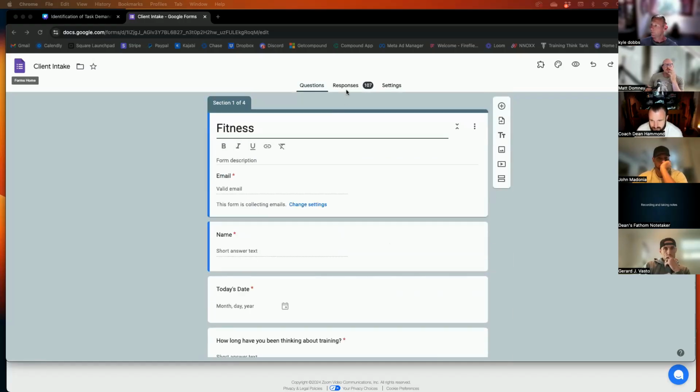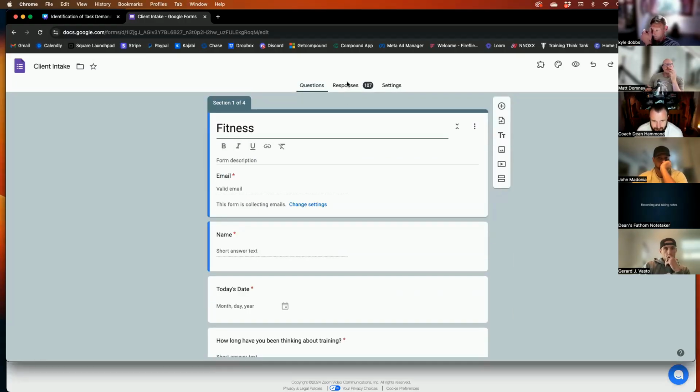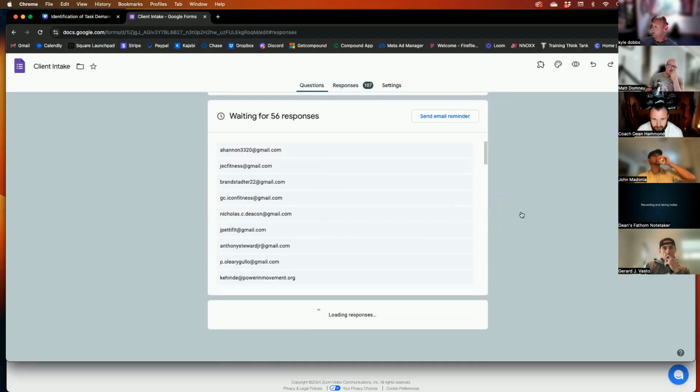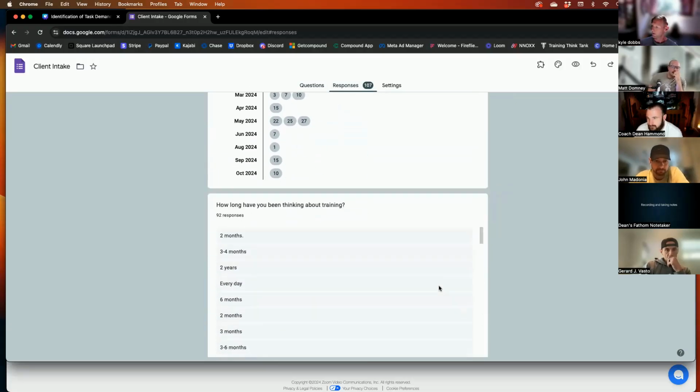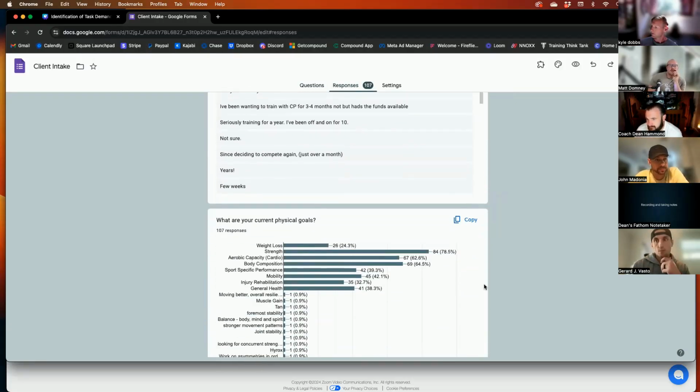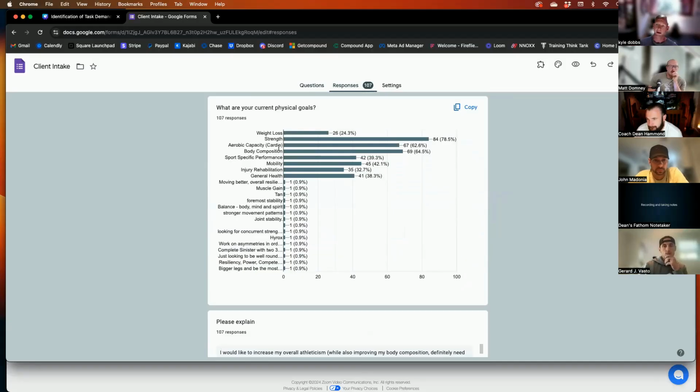When I get on the back end and look at responses, you can see I've got a pretty decent sized cohort here. If it'll load, once I get past all the birthdays, this is where I can get to some graphing and see exactly why people might be coming to me for training. Strength: 84% of the participants that have filled this out have come to me for strength work. Body composition and capacity are my 3 highest by a pretty substantial margin.